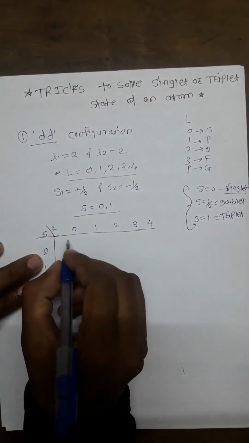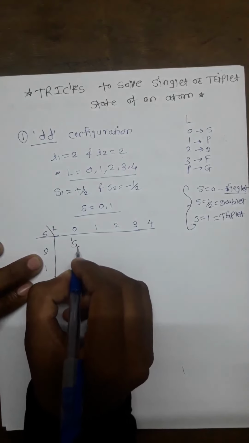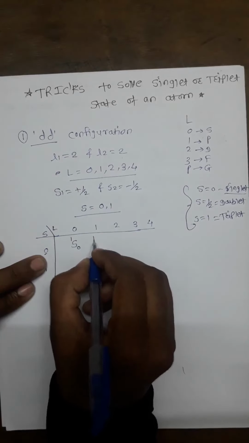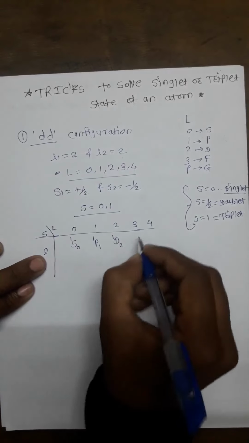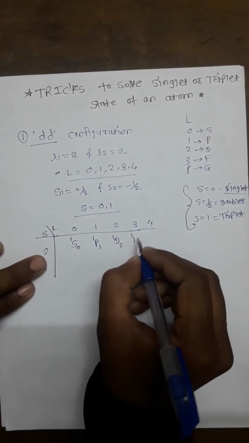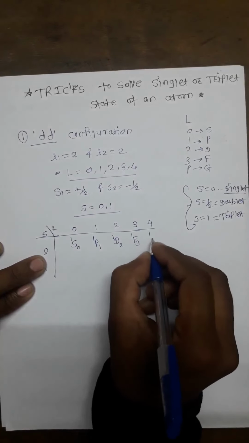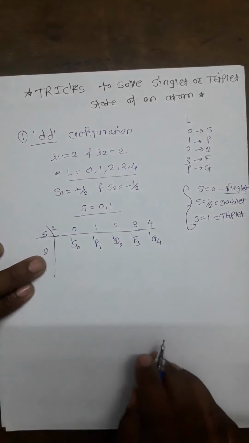Therefore the first singlet state is 1S0, and the value of J is 0 plus 0, which is 0. The next states are 1P1, 1D2, 1F3 and 1G4. These are your singlet states.